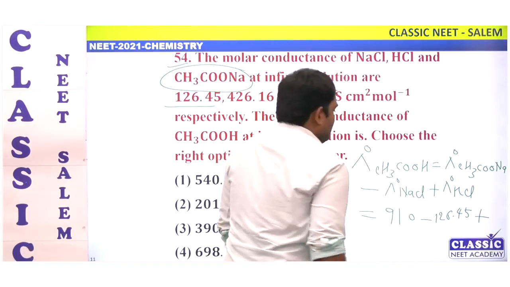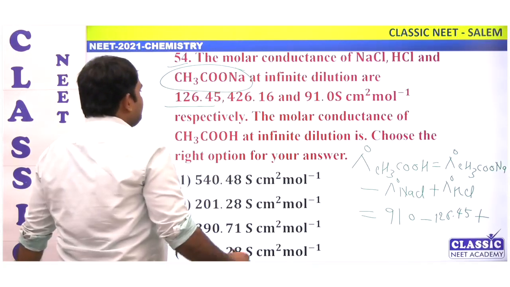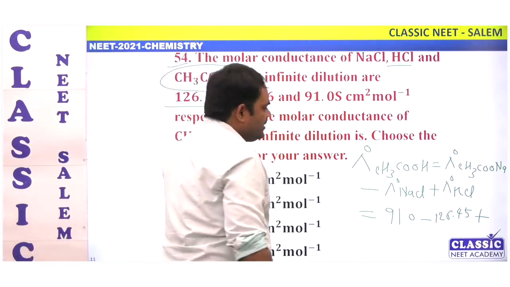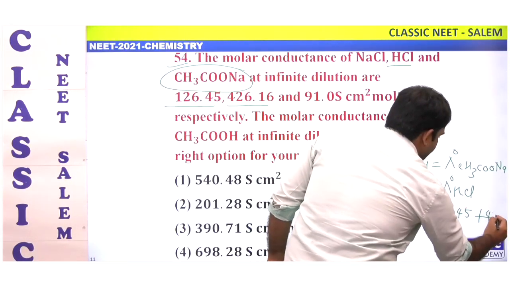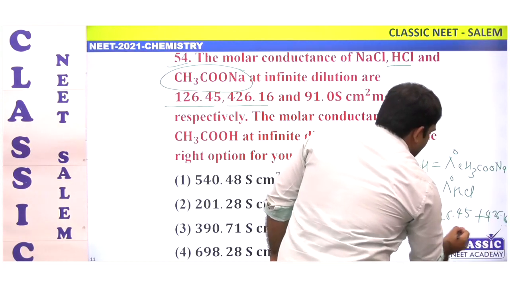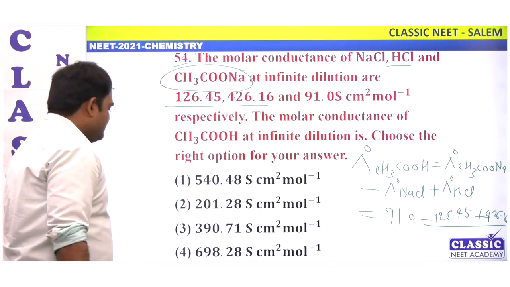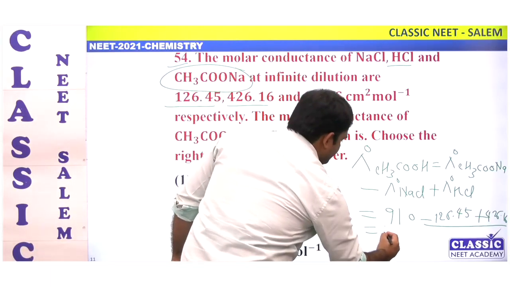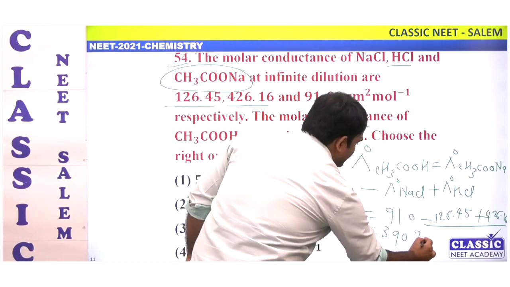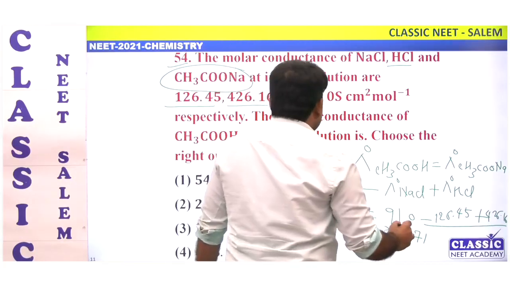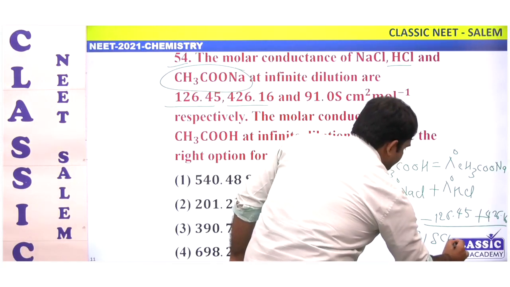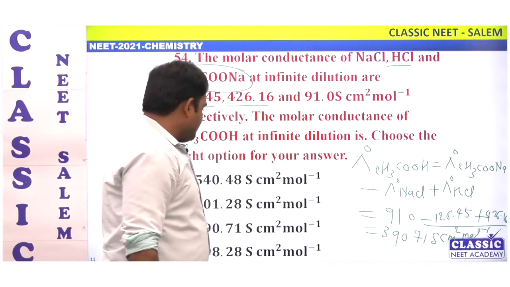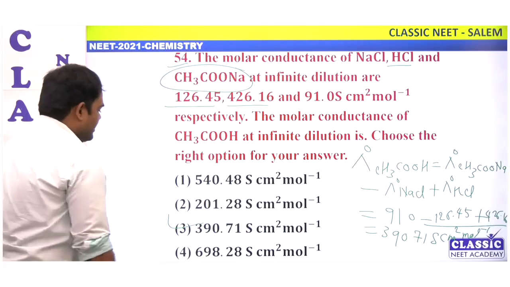What about hydrochloric acid? For hydrochloric acid, that is 426.16. And we can solve that. After solving, we will get 390.71. The unit will be Siemens centimeter square per mole. So which one is the correct answer in that case? The third one.